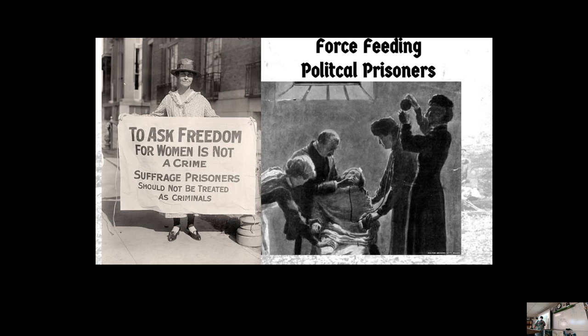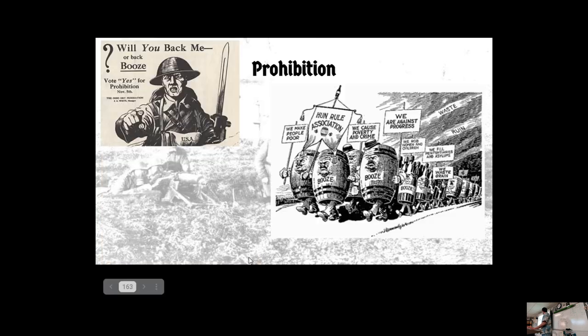And those were the political prisoners and how they're being treated. And that's here, that's the United States. And so, but they got the right to vote. Prohibition also came about at this time.